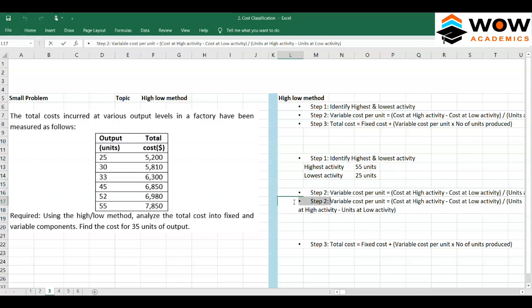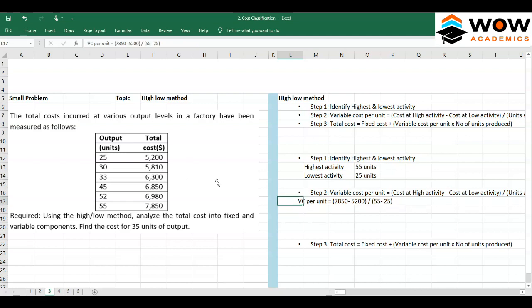The variable cost per unit has a formula. The formula is: variable cost per unit equals cost at high activity, which is 7850, less cost at low activity, which is 5200, divided by units at high activity, that is 55, less units at low activity, that is 25. So we got the numbers here.